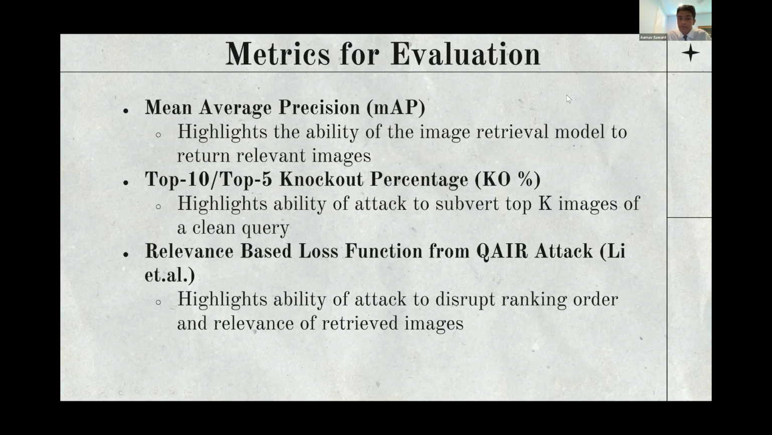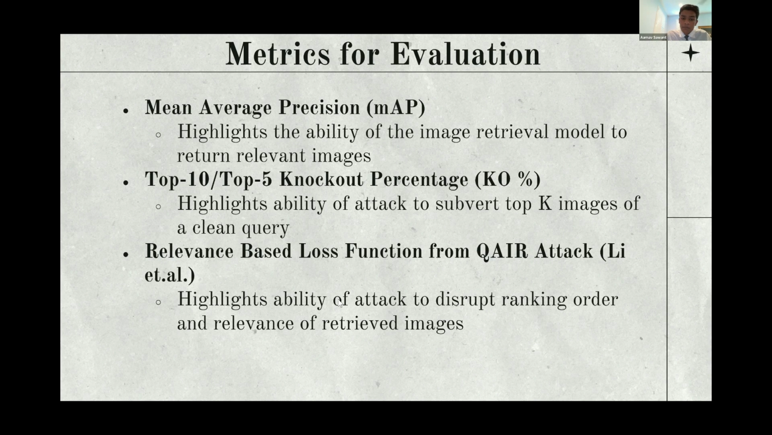For the metrics we use for evaluation, we first use the common information retrieval metric, mean average precision, which highlights the ability of an image retrieval model to return relevant images. We then use a metric we created called top 10 and top 5 knockout percentage, which is basically the ability of an attack to subvert the top K images of a clean query. And the third thing we adapt is a relevance-based loss function from another paper called Quare.